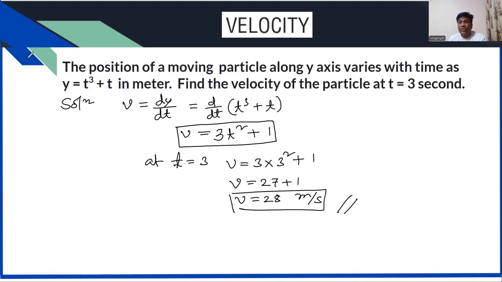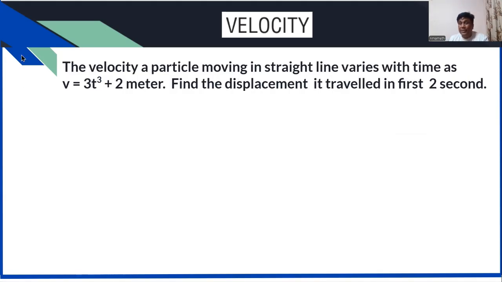So I think I should better change the flavor of my question. So I am going to discuss one different type of question. Remember, now going to the reverse journey. The velocity of a particle moving along a straight line varies with time as v equal to 3t cube plus 2. Find the displacement it traveled in the first 2 seconds. Remember, earlier displacement was given and I calculated velocity, but this time velocity is given and I need to calculate displacement. So how should I proceed?